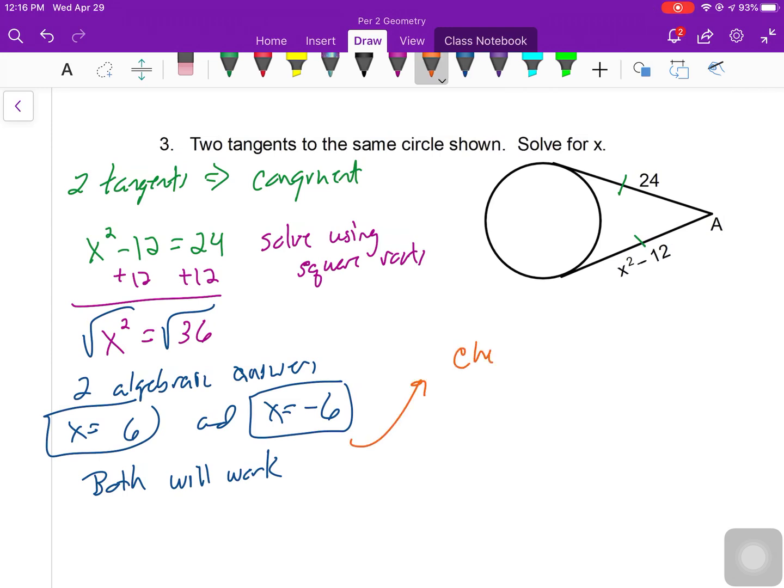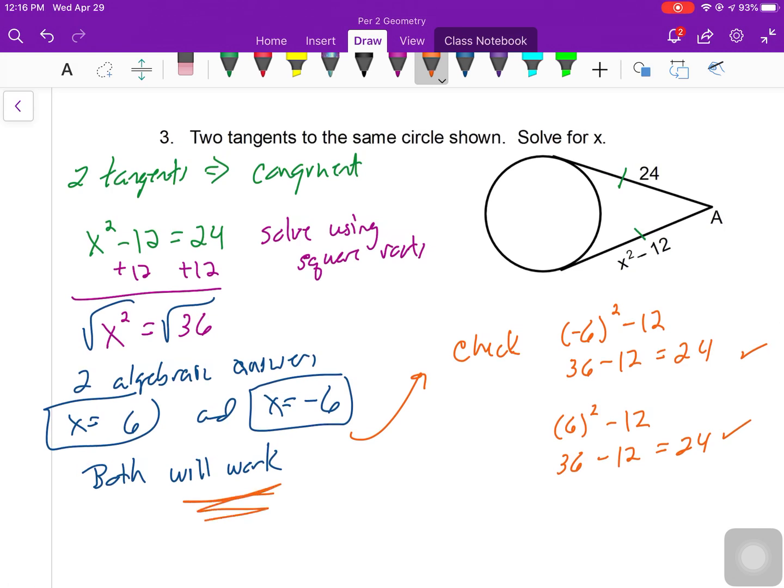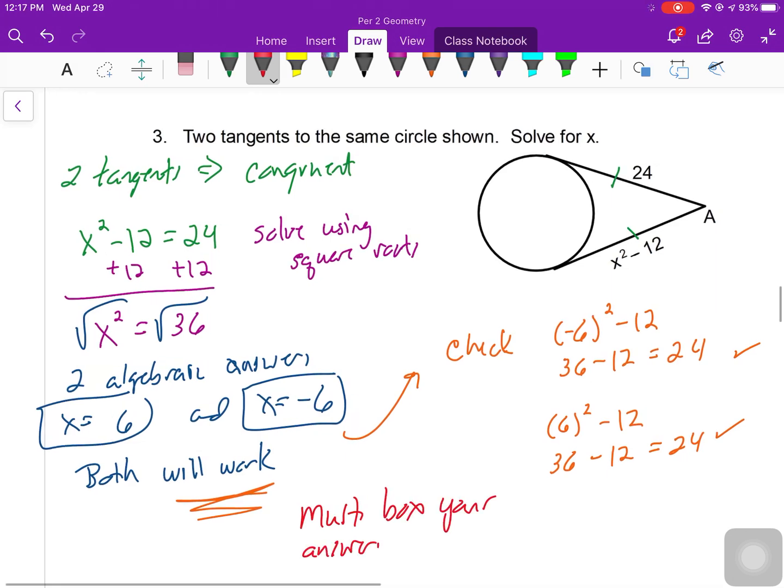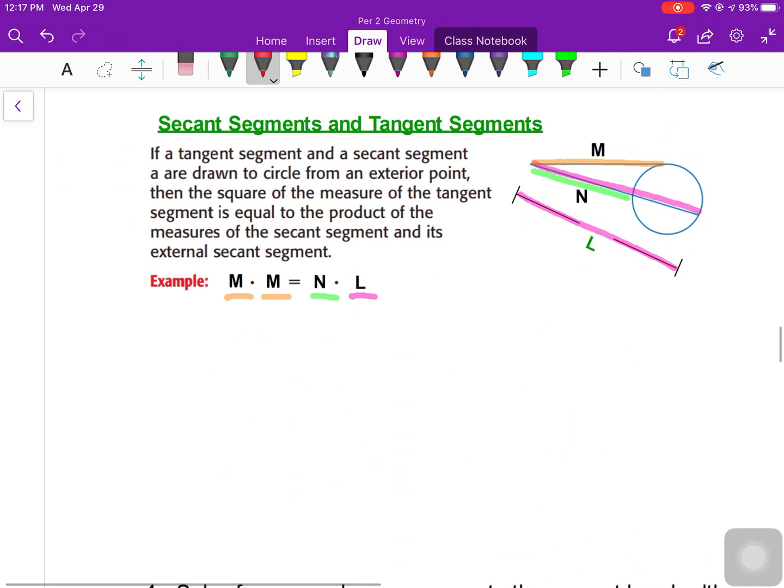And I know both will work because when I check, if I put negative 6 squared minus 12, that's 36 minus 12, which is 24. If I put positive 6 squared minus 12, that is also 36 minus 12, which is 24. So both check, both work. And once again, you must box your answers, or it is wrong, because we'll have no idea if you mean them to be solutions or not.